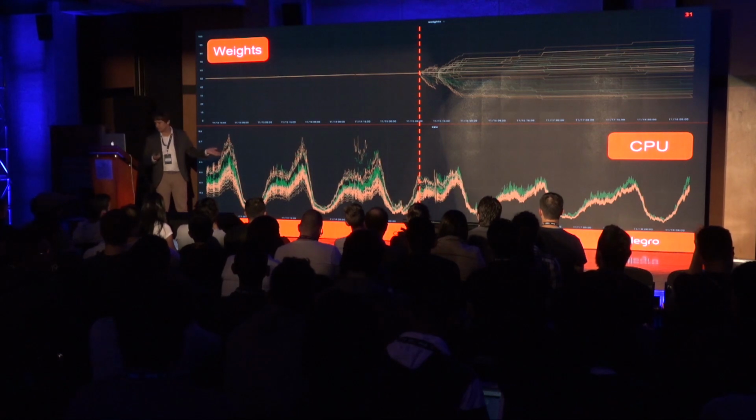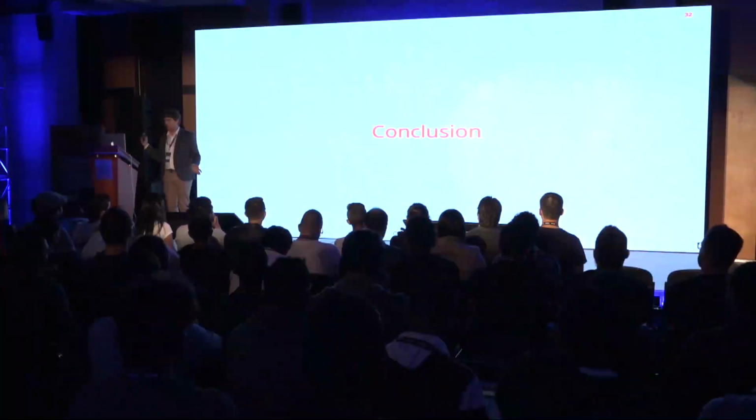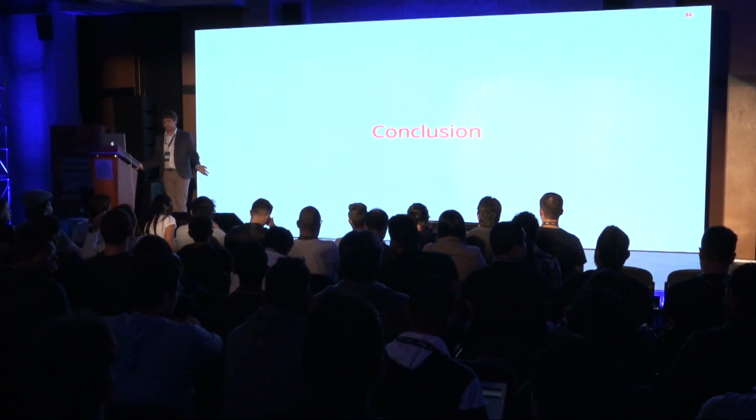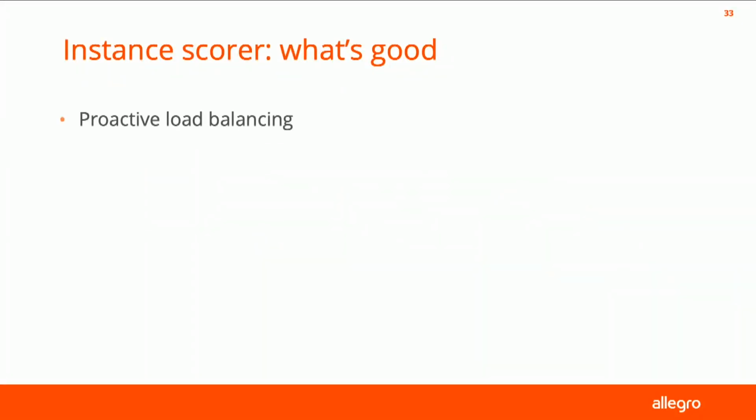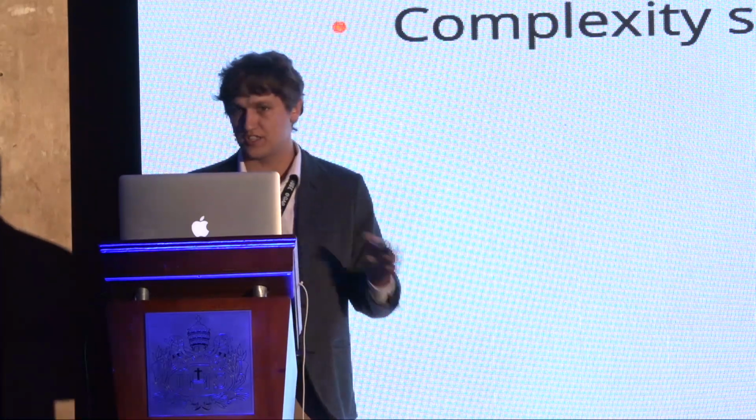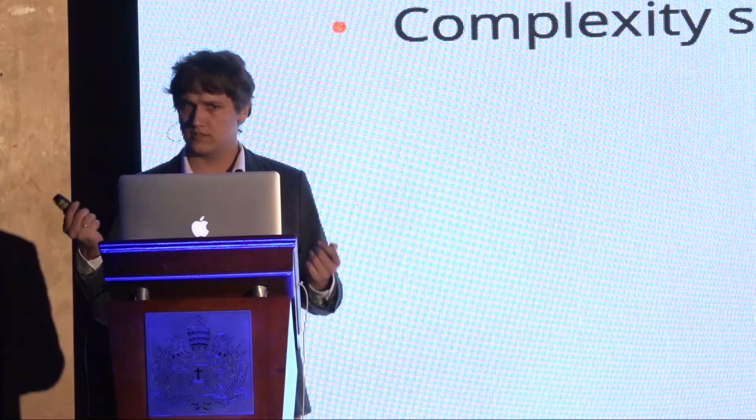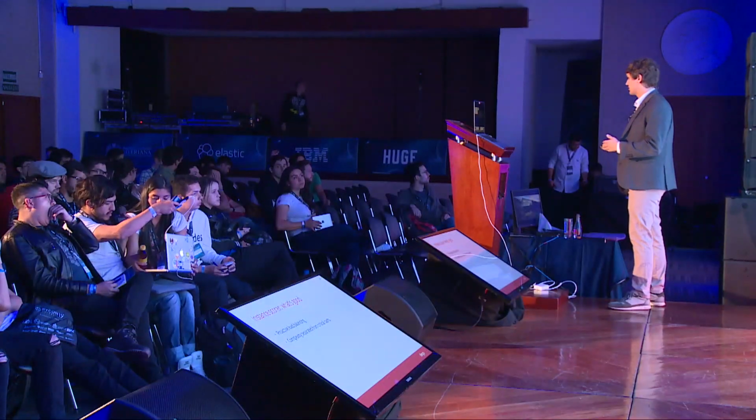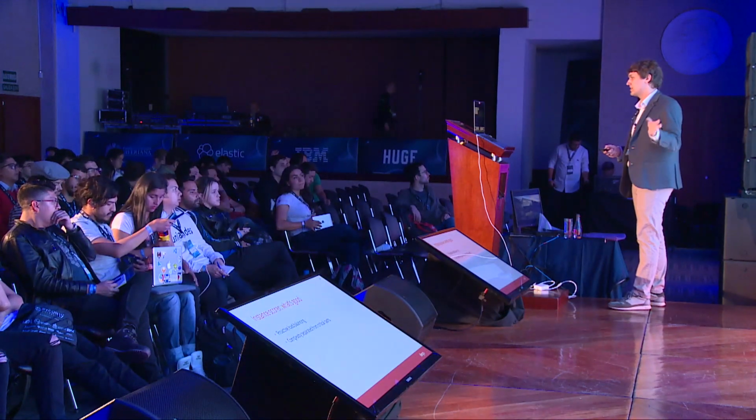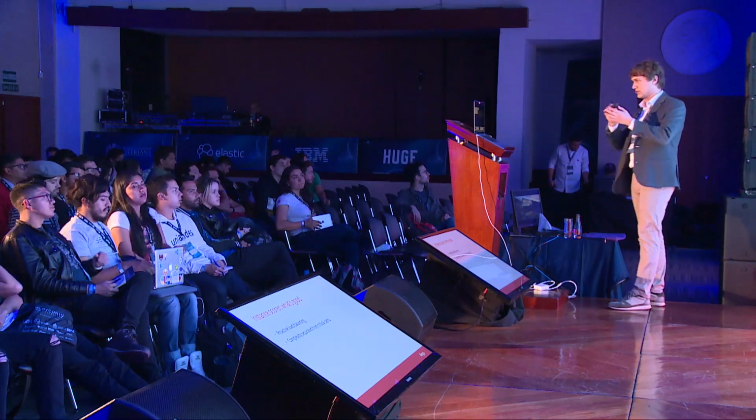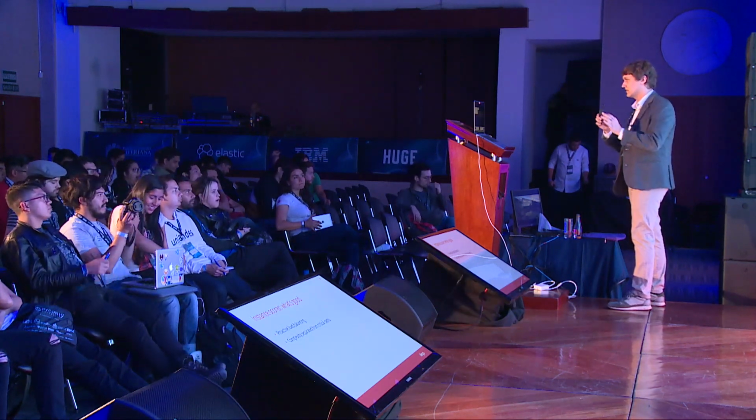And that's it. So, conclusion. No silver bullets, as I say. The good parts were that we did proactive load balancing. We didn't wait until things broke. We tried to reconfigure things when changes were happening. We separated the instance scorer and the instance scoring process from the critical parts. You see, we didn't change the load balancer, networking, nothing, just implemented a very small thing aside.